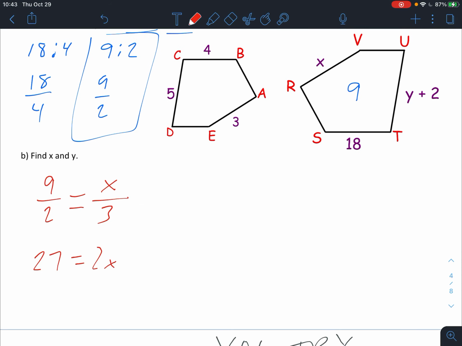9 times 3 equals 2 times x. Divide by 2, and we get x equals 27 over 2, or 13.5.